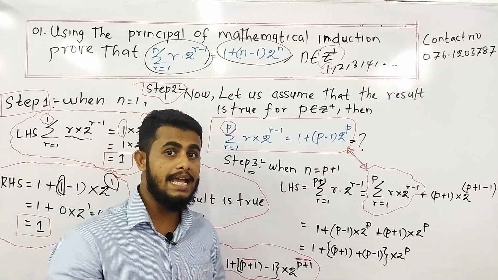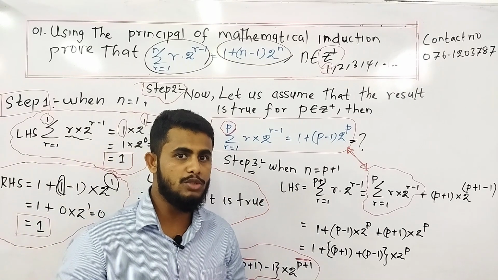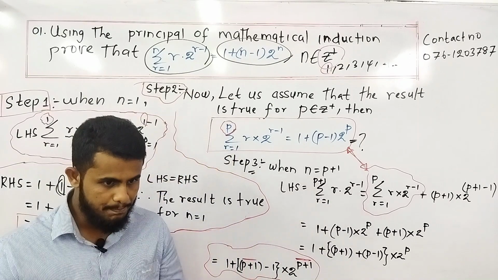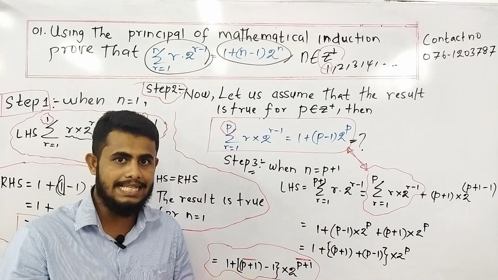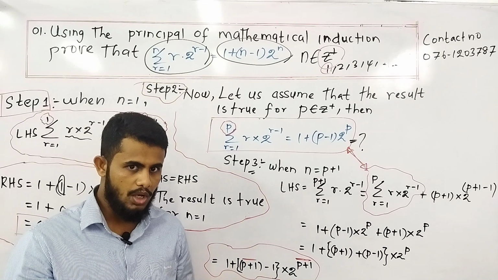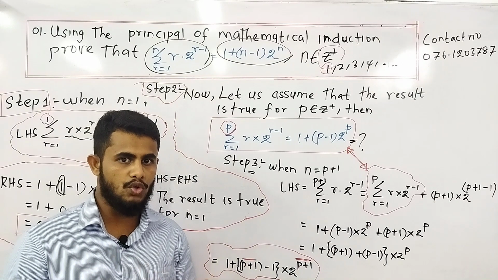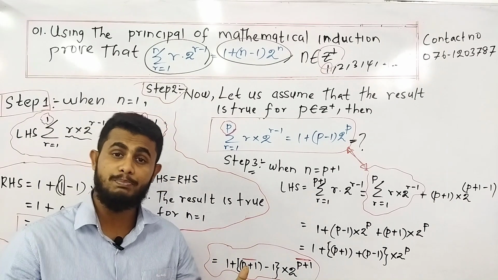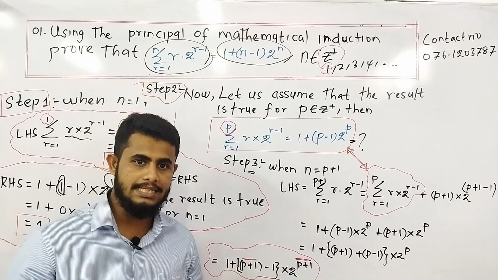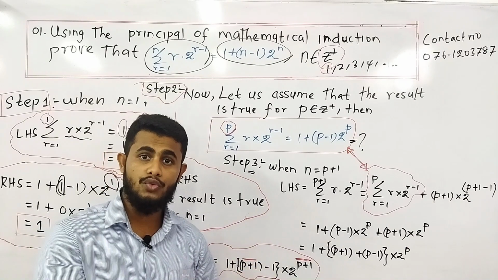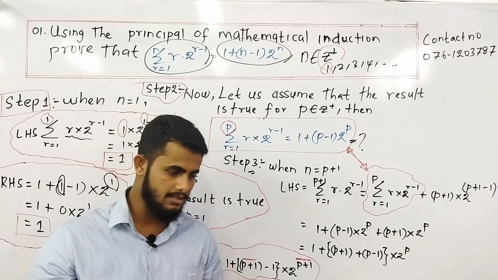Now we are going to consider n equals p plus 1. What should the p plus 1 number be? p plus 1 is the next number after p, right? So if I can show the result is true for n equals p plus 1, then I can say this result is true for all n belonging to Z plus.